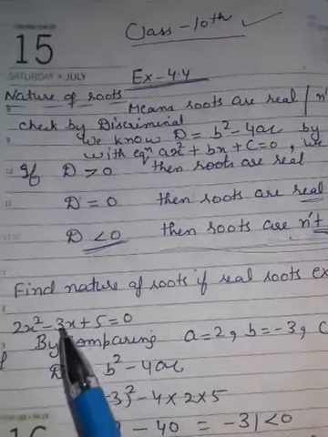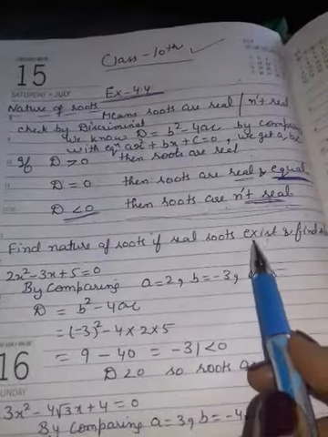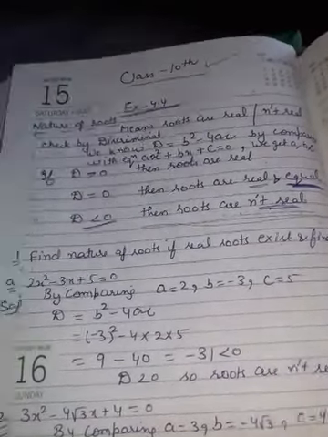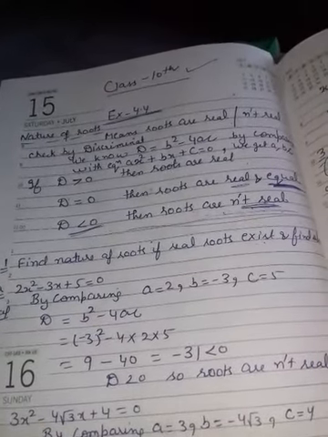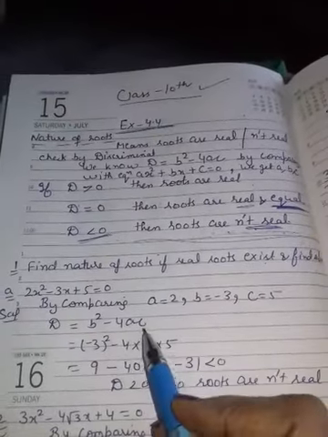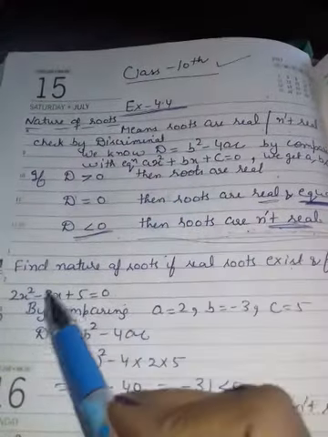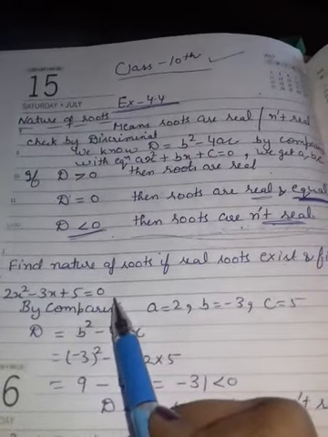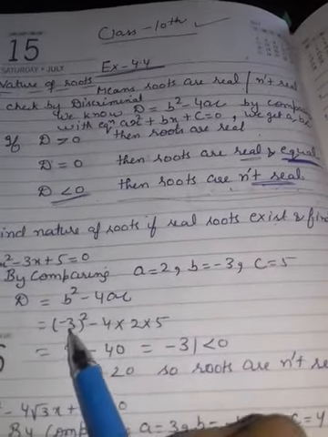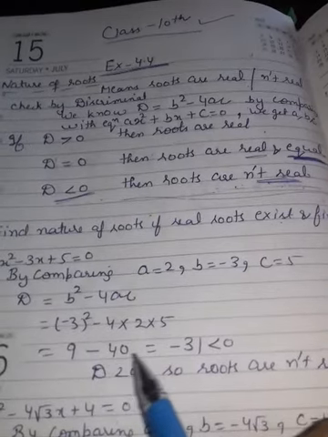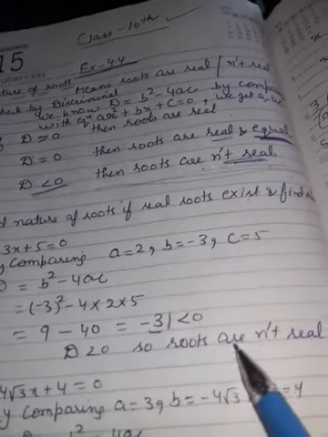Now first question I will see. Find nature of roots, and if real roots exist, find them also. Means firstly you will check D. After that, if it is greater than 0, then you will find the roots, otherwise you will leave. Now by comparing with the general equation, a is 2, b is minus 3, c is 5. You will put in D. Yes, you know negative whole square is positive. You are getting minus 31. This is less than 0. So roots are not real.